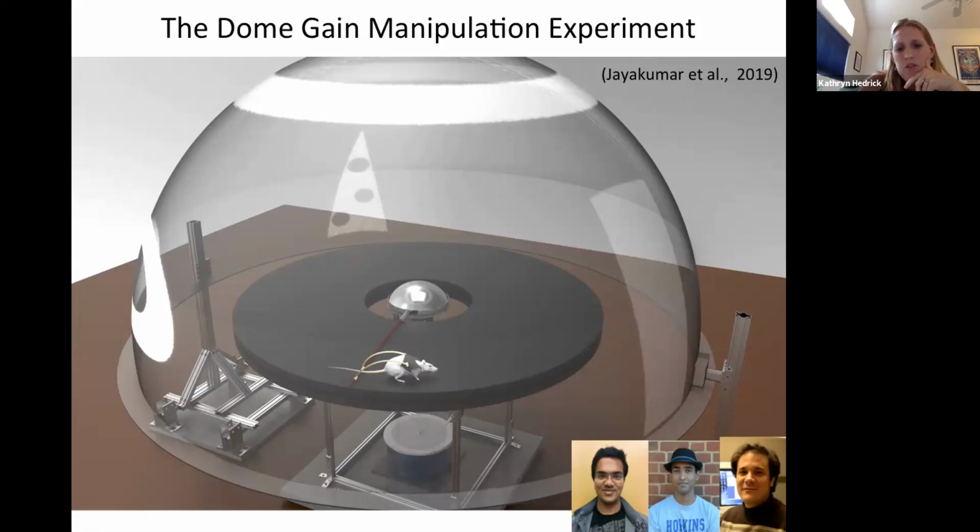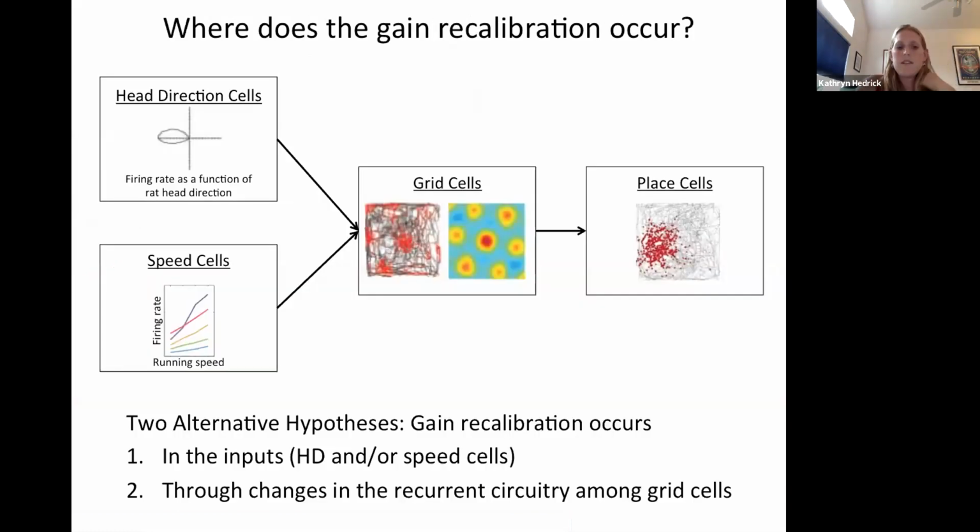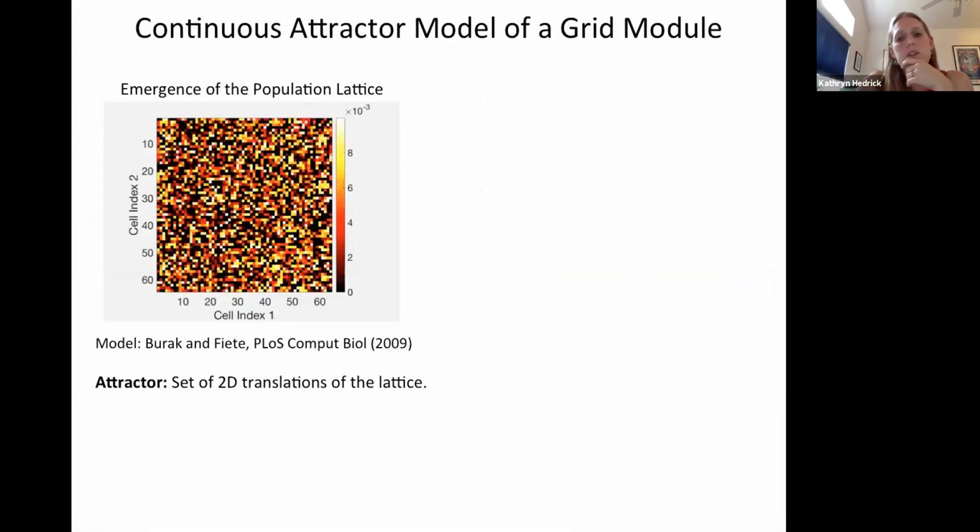What they've been able to demonstrate with this experiment is that they can actually recalibrate the gain of the path integrator based on the experience within the dome. And so I've been working to develop theories of how this recalibration takes place. One big question is where it takes place. One can imagine a recalibration in the upstream head direction cells or speed cells, or there could be a recalibration within this grid cell network itself, which is typically considered to be the path integrator. So just considering those 2 alternatives, I've made some predictions for how we could differentiate between them.